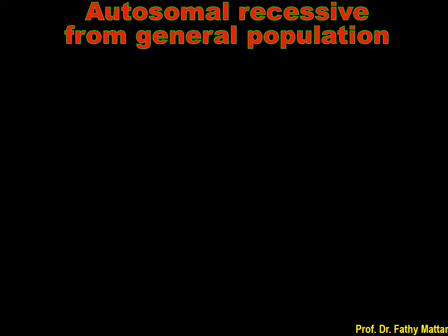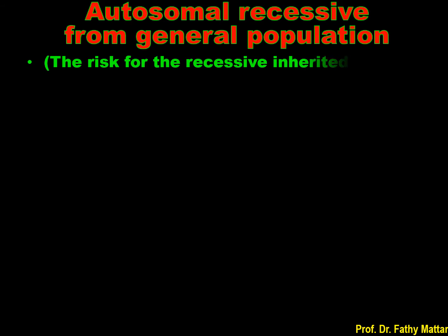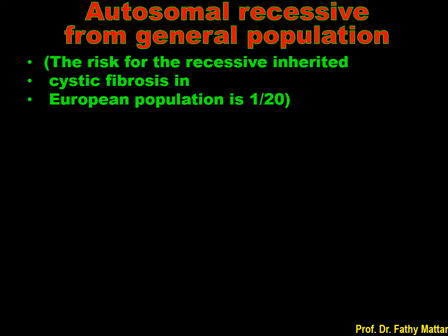Let's look at this case in which an autosomal recessive person from the general population is married to a person from a family who is known to have the genetic disorder. What is the probability of having children with the disorder? The risk for the recessive inherited cystic fibrosis in the European population is 1 over 20.